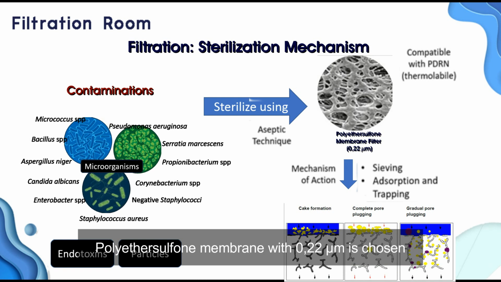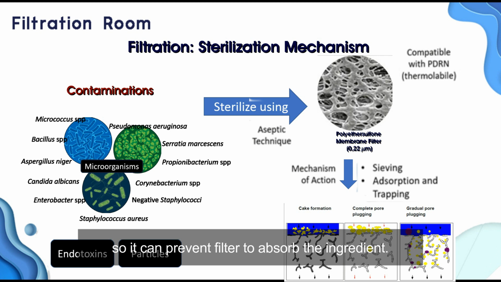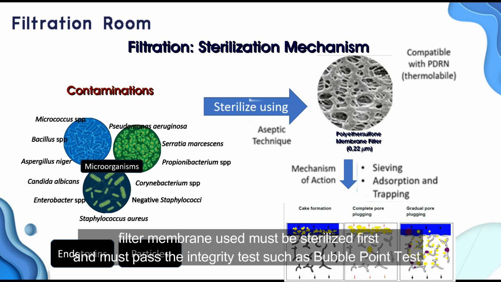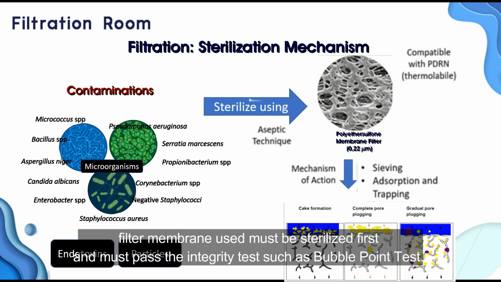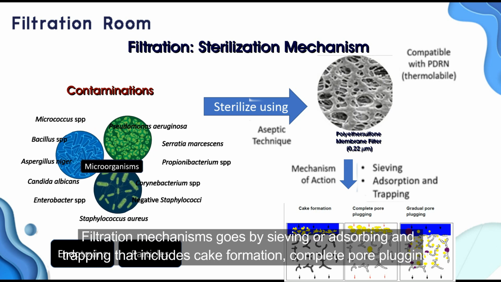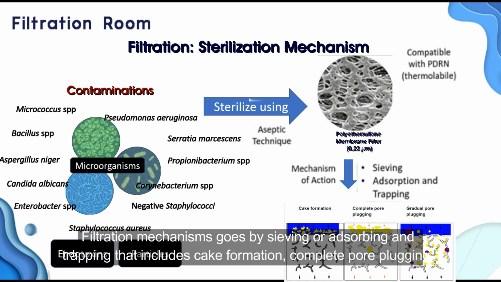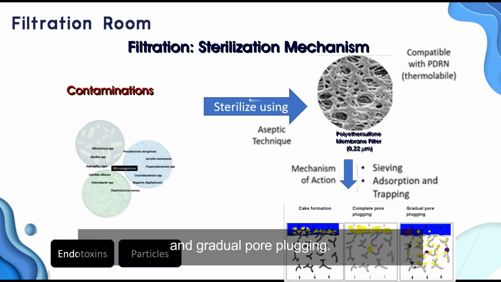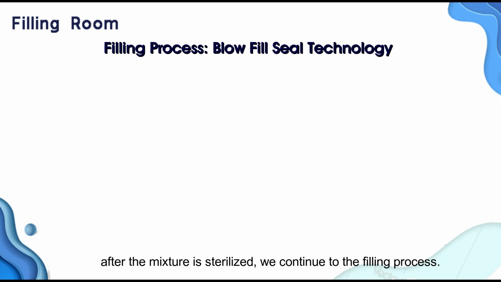Polyether sulfone membrane with 0.22 micrometer is chosen because it is compatible with protein products, as it has low protein binding capacity, so it can prevent the filter from absorbing the ingredient itself. The filter membrane used must be sterilized first and must pass the integrity test such as the bubble point test. Filtration mechanisms go by sieving or adsorbing, which include cake formation, complete pore plugging, and gradual pore plugging. After the mixture is sterilized, we continue to the filling process.